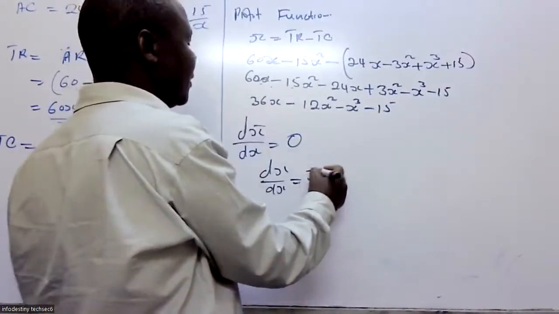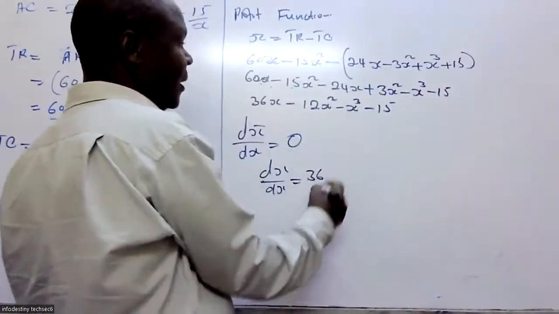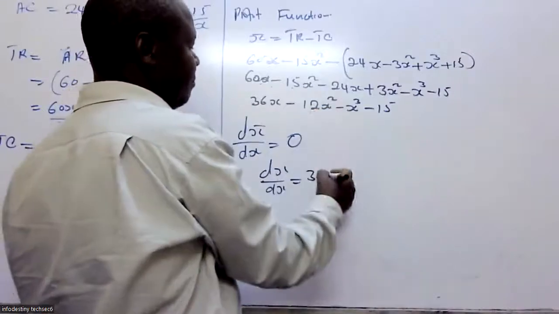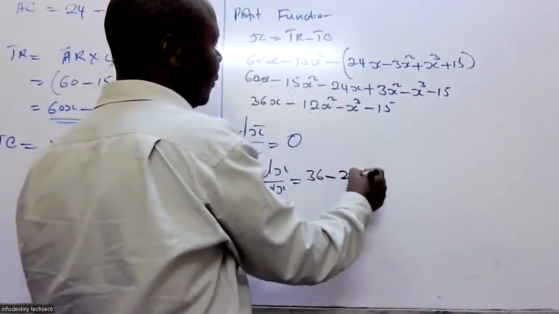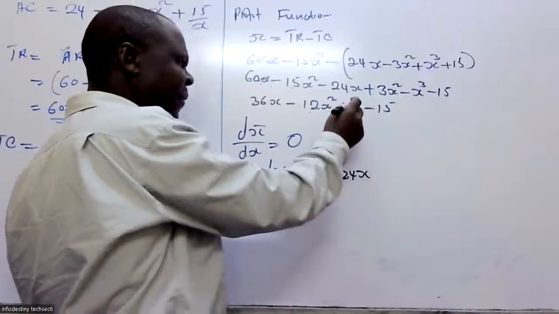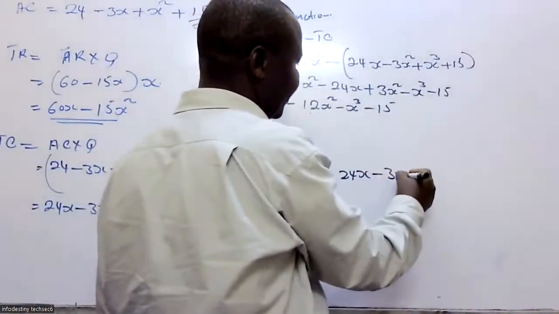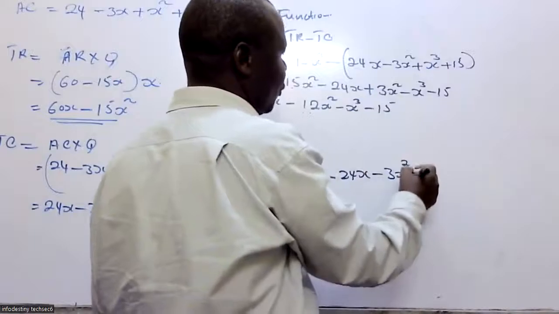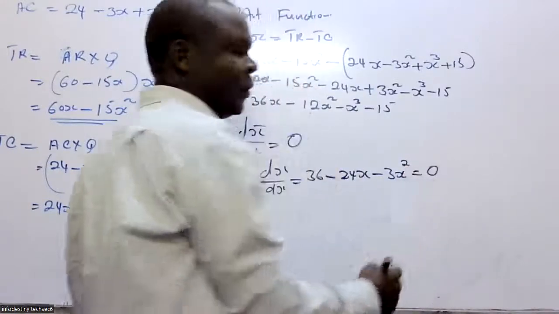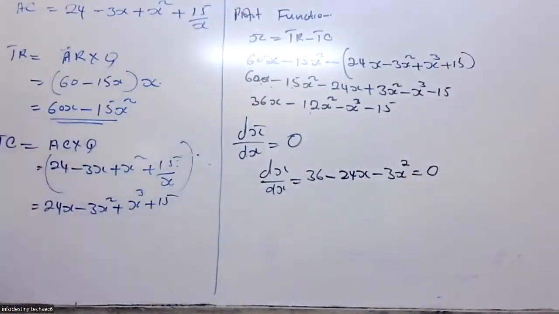This is going to give us what? 36. We are together. 2 times this one, 24x. 3 times this, minus 3x raised to what? 2. Will give us what? 0. We have the quadratic equation to solve. So we can use any method to solve this one. We have how many methods to solve the quadratic equation? How many methods?